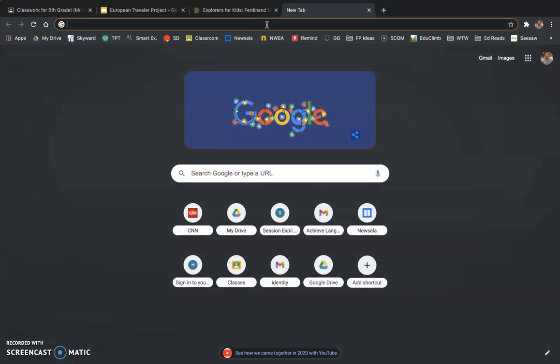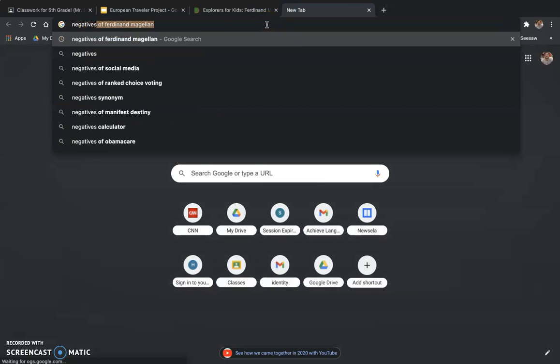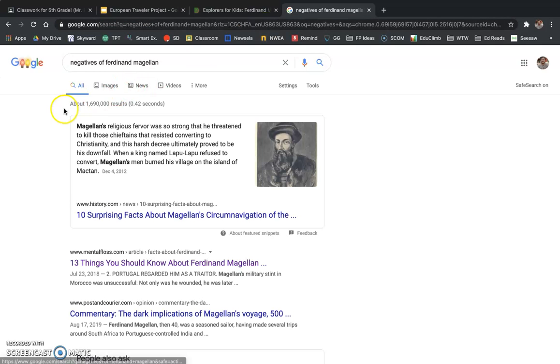So I'm going to look up negatives of Ferdinand Magellan. Now, you will type in, instead of Ferdinand Magellan, whatever person you had. You can type in Leif Erikson, Christopher Columbus, John Cabot, Ferdinand Magellan, whichever one you picked. The first thing here is looks like he really wanted people to join Christianity. When a king named Lapu-Lapu refused to convert, Magellan's men burned his village on the island of Mactan.